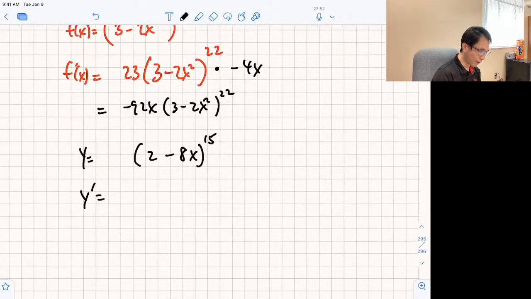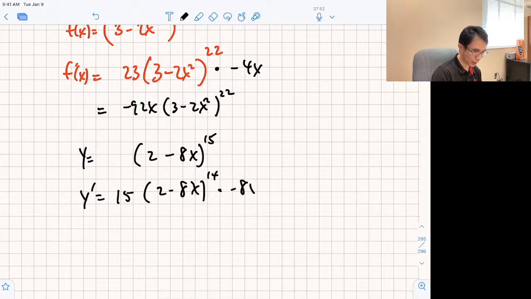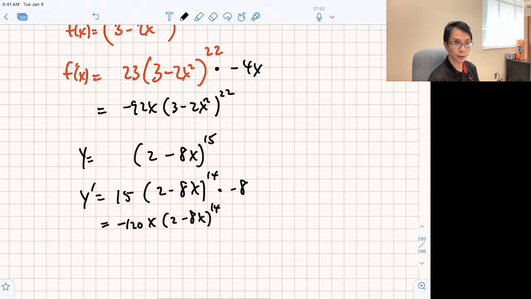So after I take a derivative, what am I going to get? Negative 120 times 2 minus 8x to the 14 power. Probably right. 15 times 2 minus 8x to the 14 times negative 8x, and that's how you get negative 120. But it's times negative 8, I think. Oh yeah, times negative 8, you're right. That's equal to 2 minus 8x to the 14. Perfect. You guys did a better job than I did.